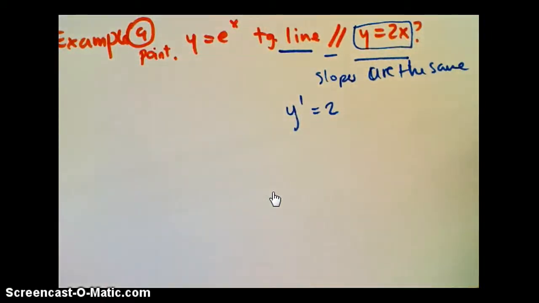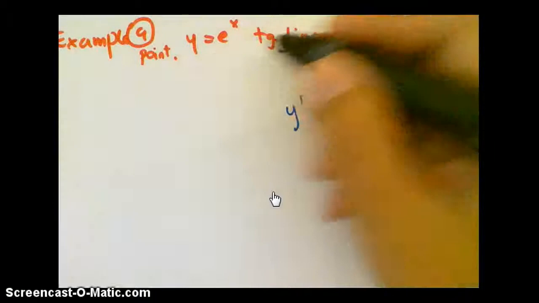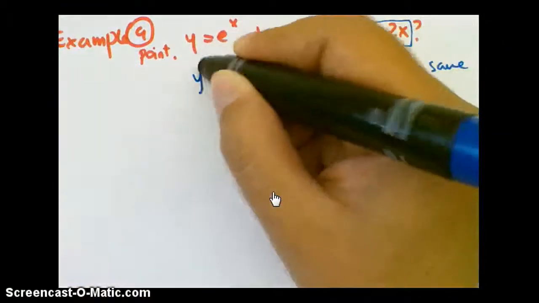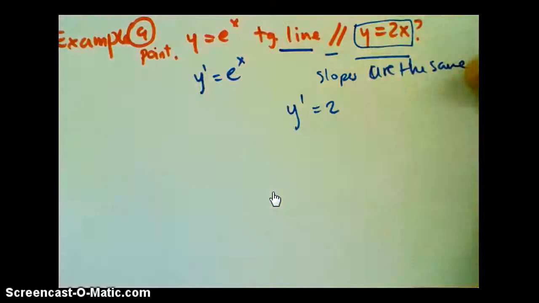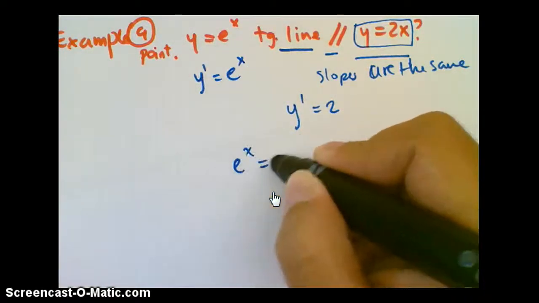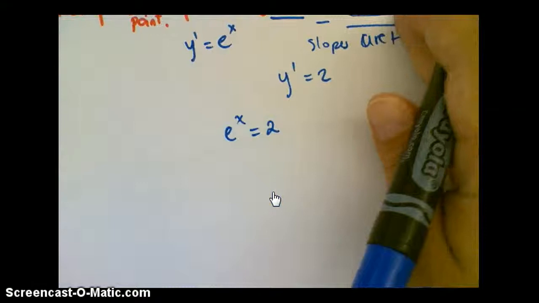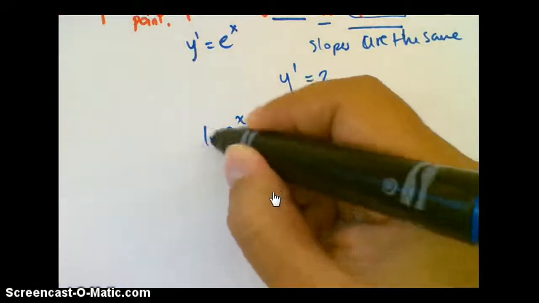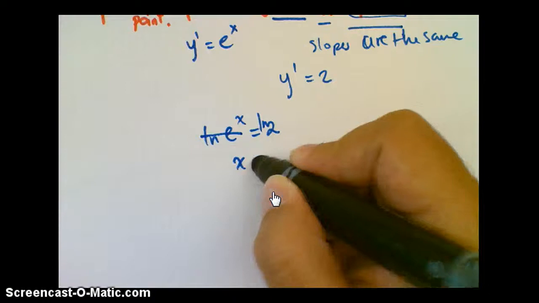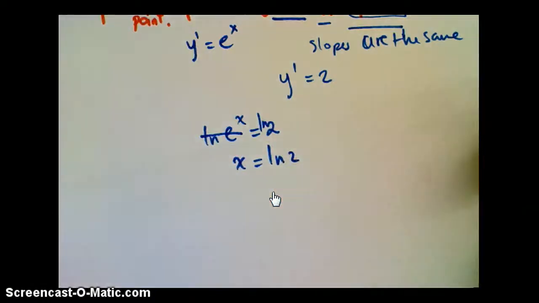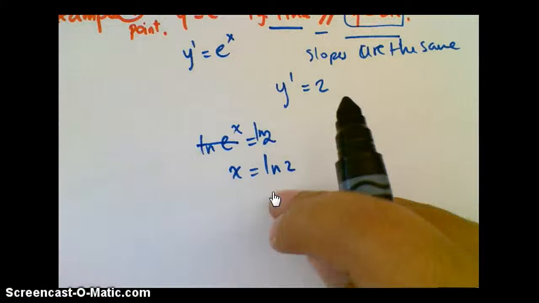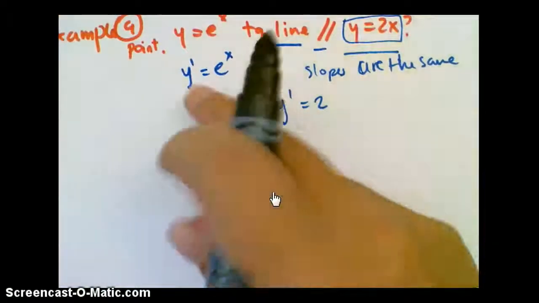So they are asking me, when is the derivative actually 2? I'm going to take the derivative of y, which is y prime equals e to the x, and that has to be 2. So e to the x, when is it 2? When I solve that equation, I apply the natural log on both sides. These two cancel out and I have x equals natural log of 2. Now I found the x coordinate of the point that I'm looking for.